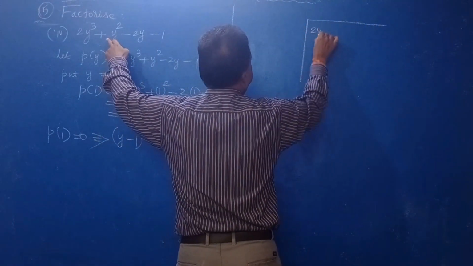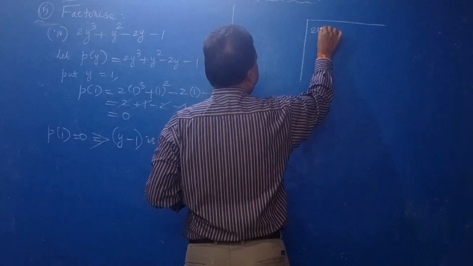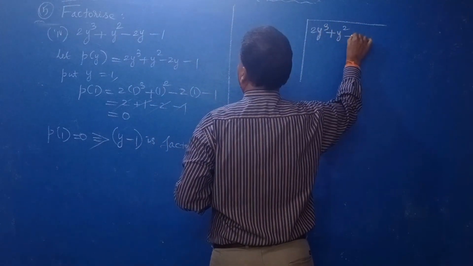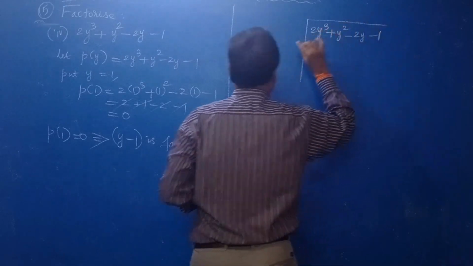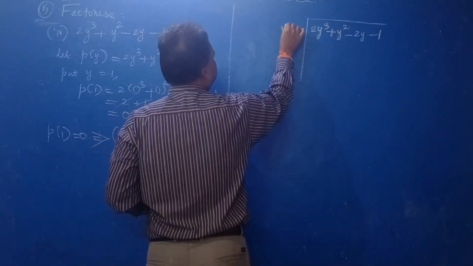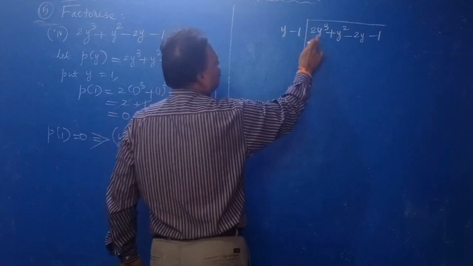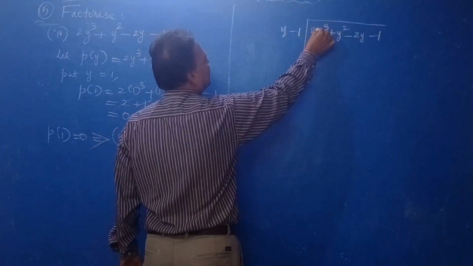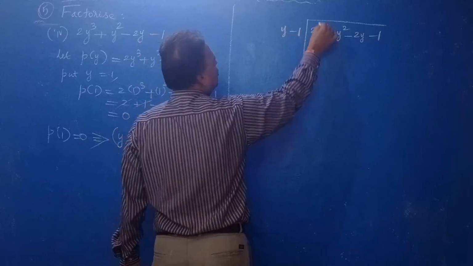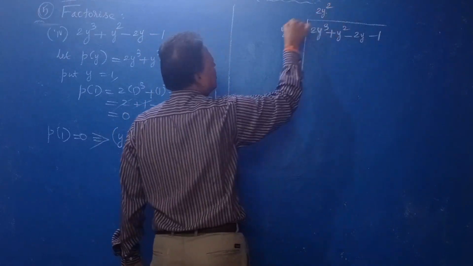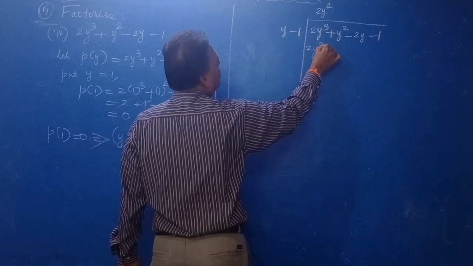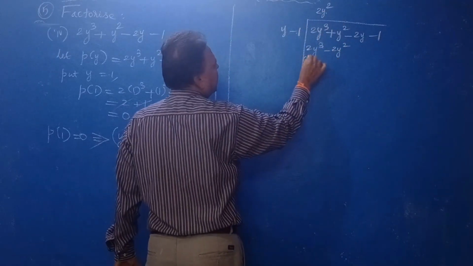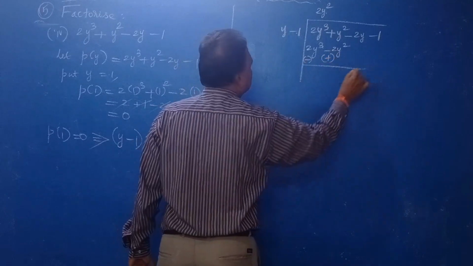2y cube plus y squared minus 2y minus 1, you divide by y minus 1. So here 2y cube is there. This is the first term. This first term divided gives 2y squared. Now multiply: 2y cube minus 2y squared. Change the sign, minus here, plus here. Change. What will you get?